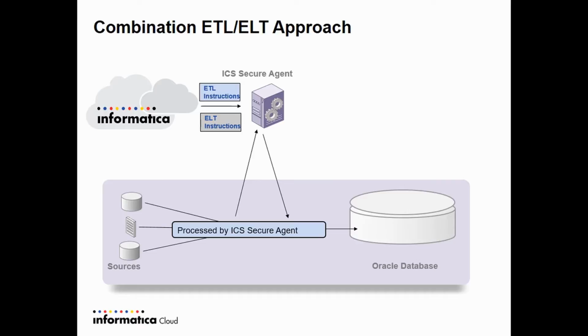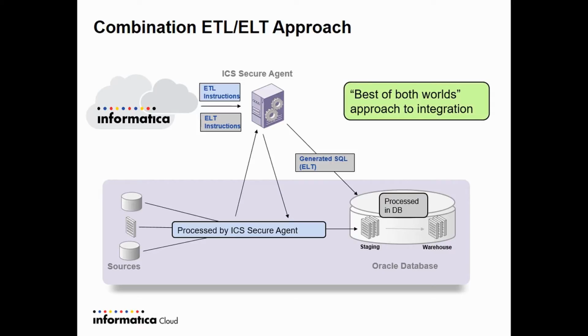Informatica Cloud then passes the ELT instructions to the secure agent, due to which the secure agent extracts data again from the defined source, generates some SQL commands, and loads them to a target staging table in the database. In the staging table, the transformation of the data takes place by the execution of the SQL commands. This is how we can get the best of both the worlds.